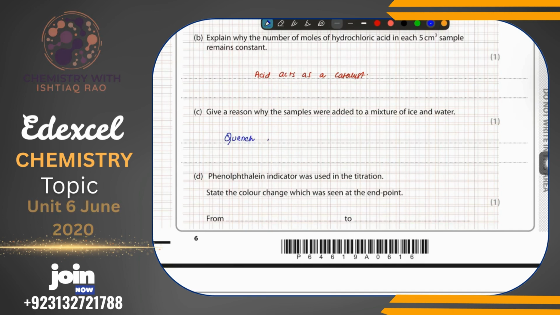You're supposed to write it in detail, because a lot of the time you would be asked the same question. Phenolphthalein goes from colorless to pink, so it's okay. Next.